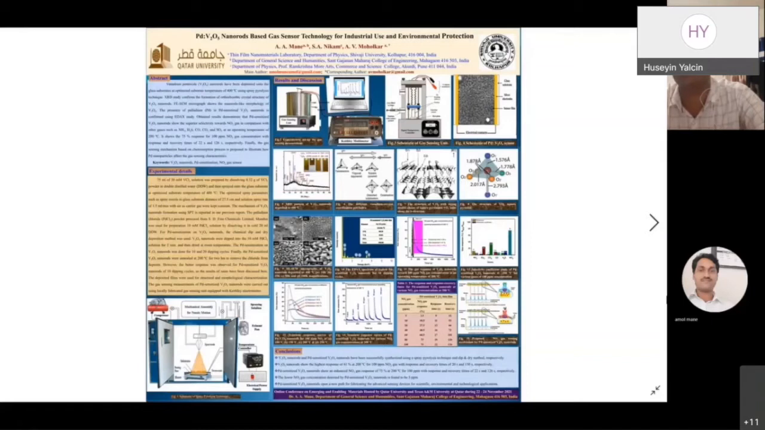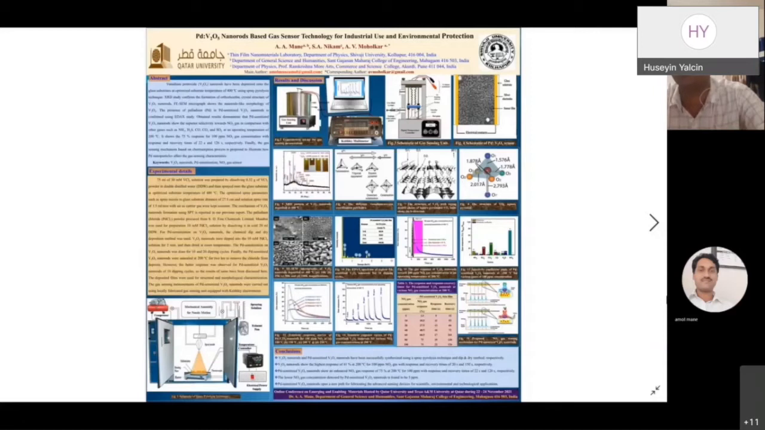The presence of palladium in the Pd-sensitized V2O5 nanorods is confirmed using energy dispersive X-ray analysis. Generally, gas sensors for practical applications require not only a strong response but also good selectivity towards the target gas. So to investigate the selectivity of Pd-sensitized V2O5 nanorods, the response to various gases such as ammonia, NH3, H2S, carbon monoxide, carbon dioxide, sulfur dioxide, and nitrogen dioxide is examined.